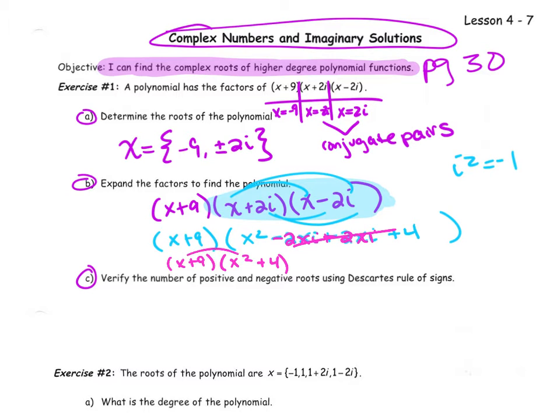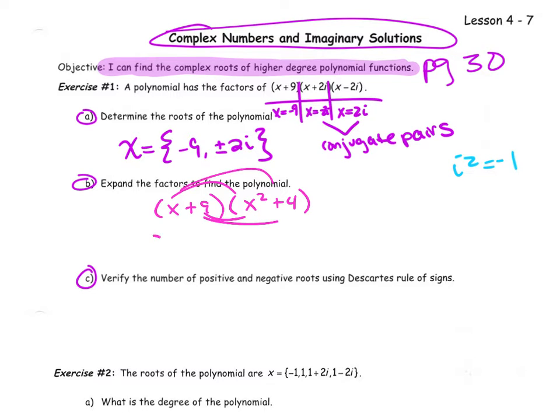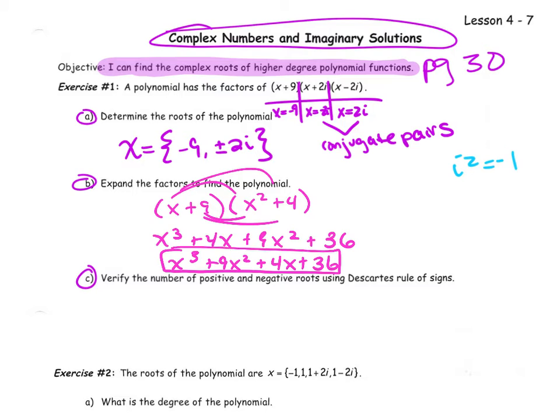And now we want to double distribute this. I got all of this from doing the double distribution here. I just saved us some time from doing the algebra. So now let's double distribute. Let me erase this for some space. We have x plus 9 times x squared plus 4. And double distribute. We have x cubed plus 4x plus 9x squared plus 36. And I want to write this in standard form. So I'm going to write x cubed plus 9x squared plus 4x plus 36. And that's my final answer here for expanding the polynomial.